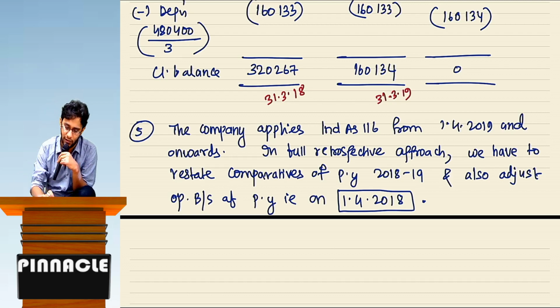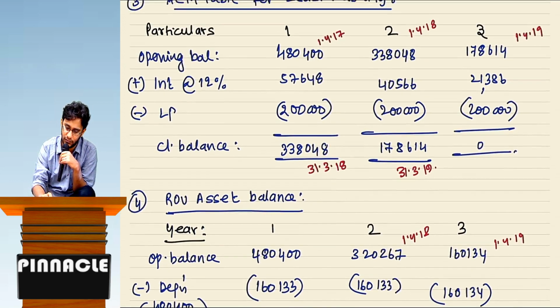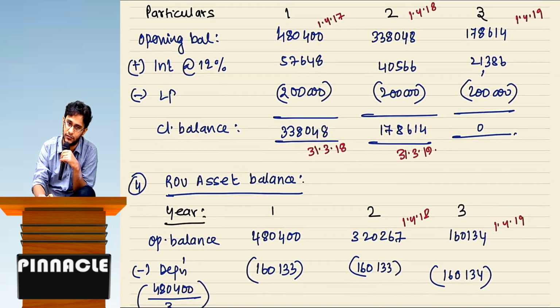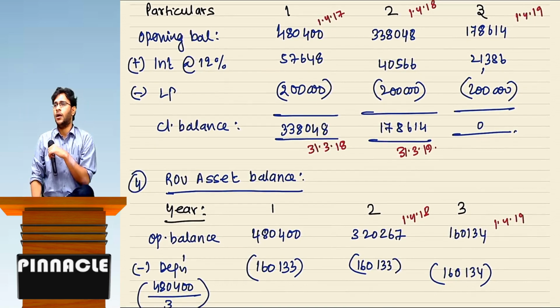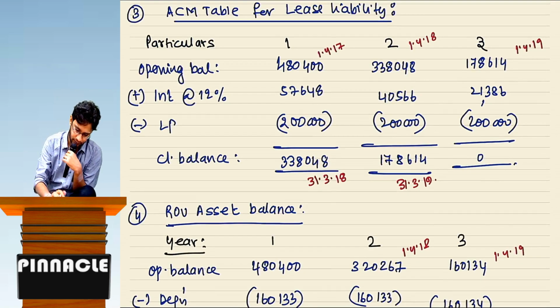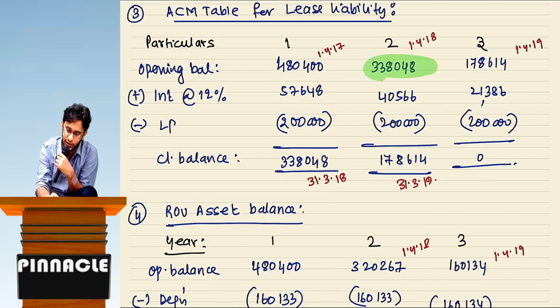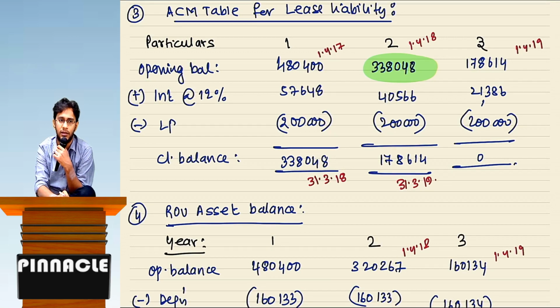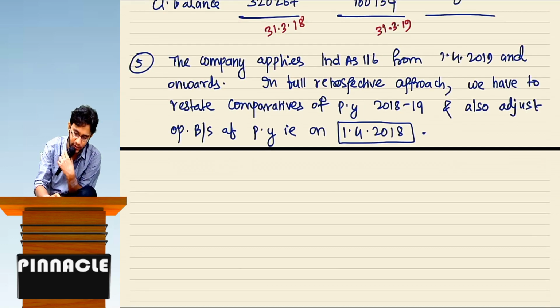Now tell me, sir, on 1/4/18, what entry do you have to write? It's all in front of you: ROU asset to lease liability, that's all. Had you followed Ind AS 116 from the very beginning, by 1/4/18 your lease liability balance would have been 338,048. Your asset balance would have been 320,267. Recognize these two directly on 1/4/18, sir. Okay, right.